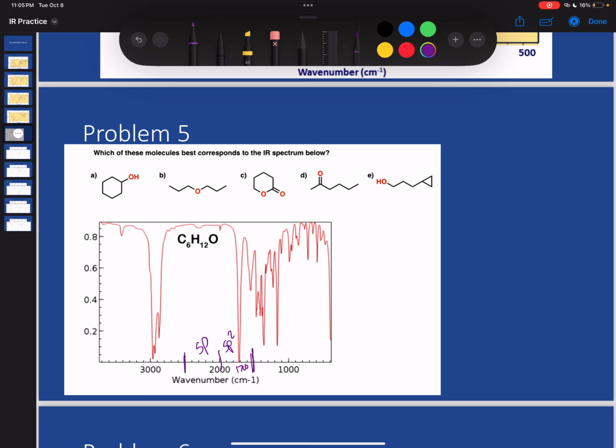I can go ahead and get rid of A and B because they don't have that. Also, I don't see that nice broad peak that would tell me there's an alcohol. I can get rid of C. Oh, no, I can't. Sorry. There is a carbonyl. Not that there's not. I can get rid of E. All right. So now I'm between an ester and a ketone.